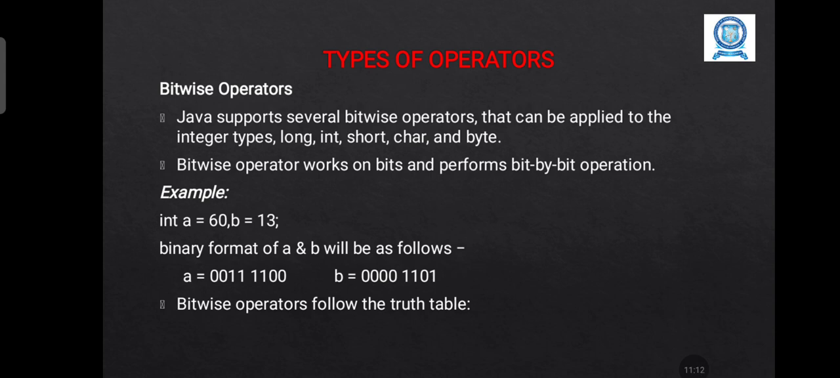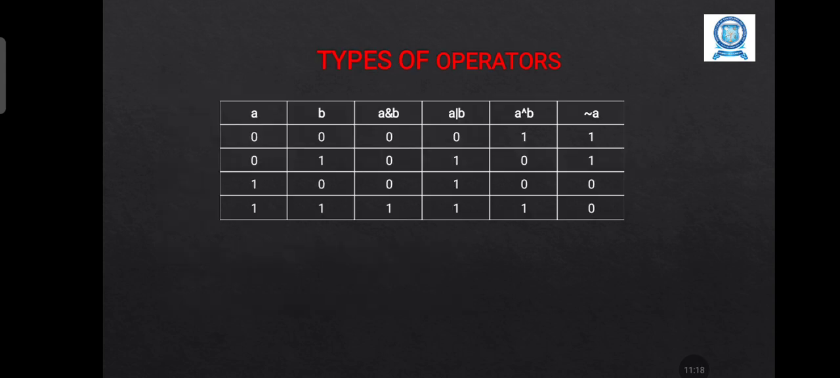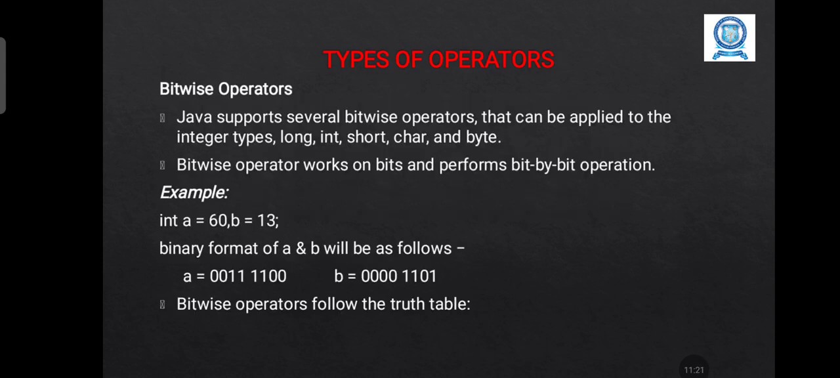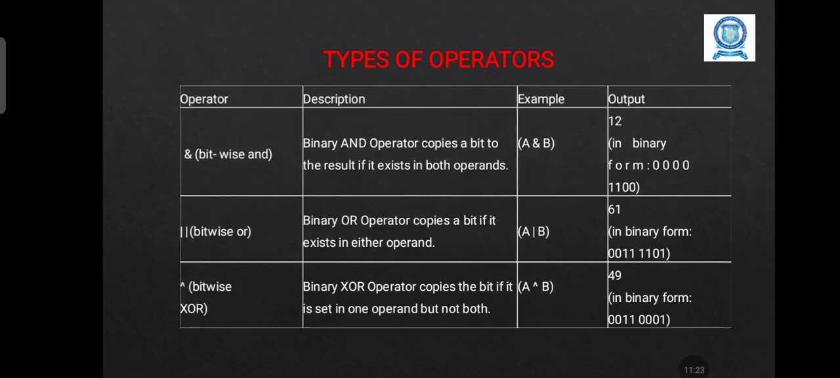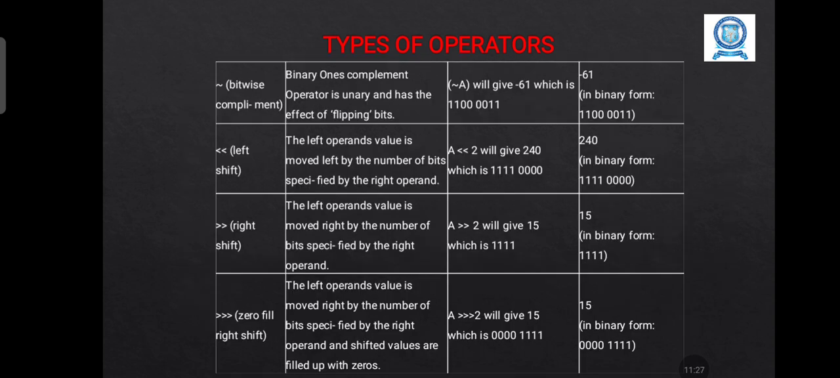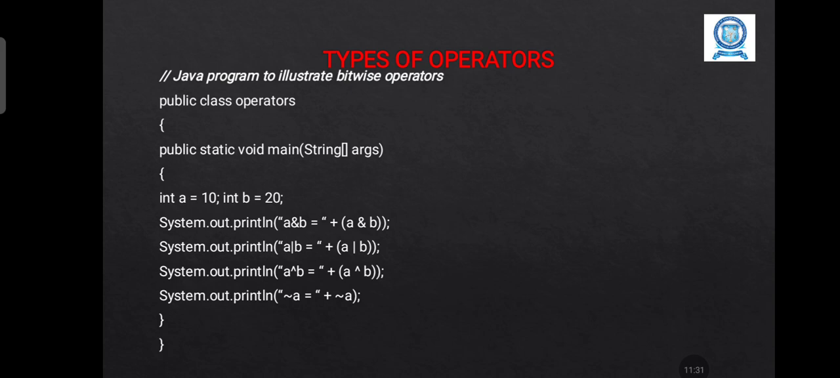Then bitwise operators. These kinds of operators are used to perform bitwise operations. For example, we are having operations like bitwise AND, bitwise OR, bitwise exclusive OR, bitwise complement, left shift, right shift, zero fill, etc.